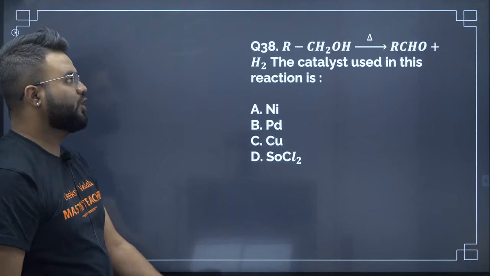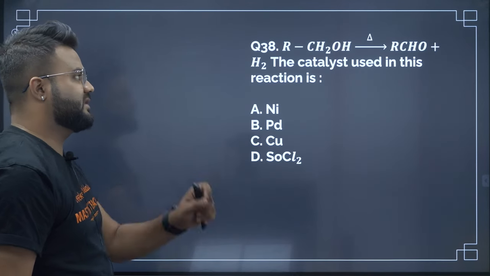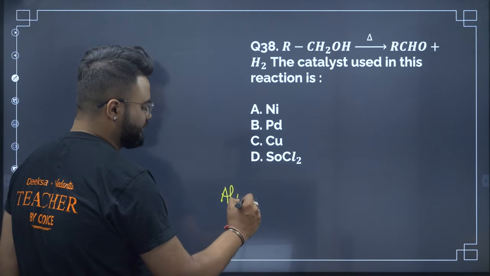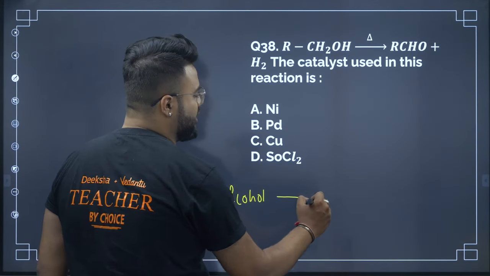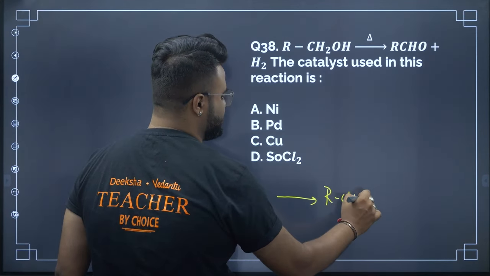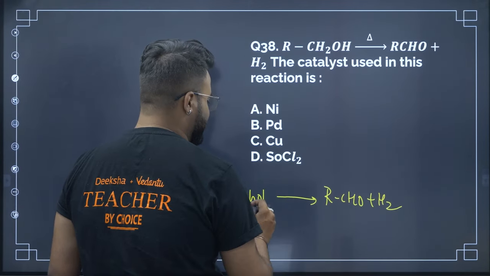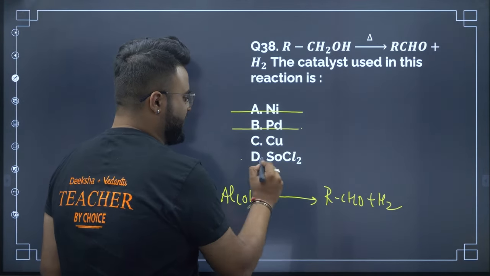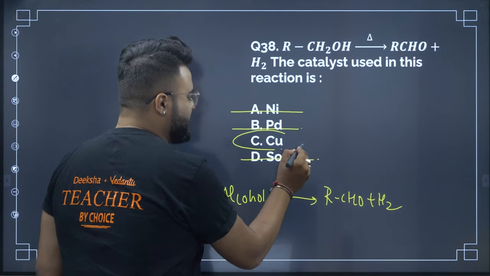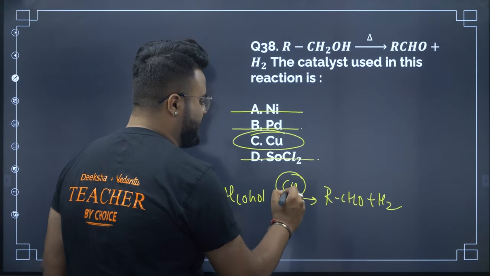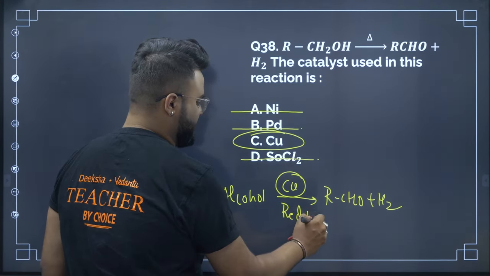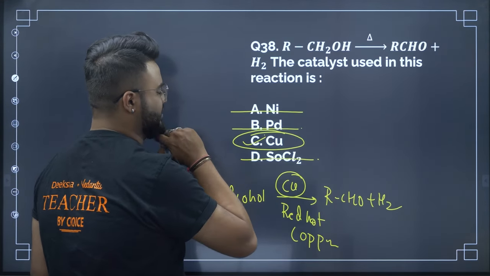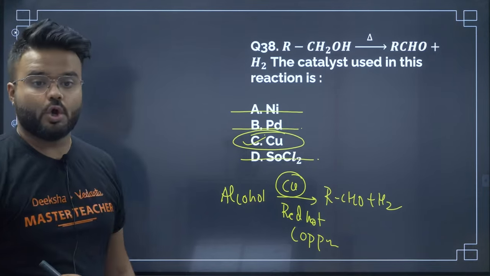Now, coming back to the next question. Dash catalyst is used in the conversion of an alcohol into aldehyde, plus hydrogen gas is evolved. Then what do we use? There is no reduction, so I'll cancel this. There is no acidification, so I'll cancel this. What we use is red hot copper. This is a direct question we ask, okay? So your correct answer will be copper.